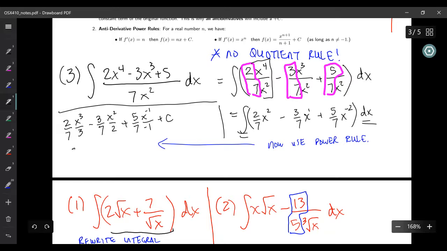If you want to clean this up, this is 2 over 21 x cubed minus 3 over 14 x squared minus 5 over 7x plus a constant. So this is my antiderivative.